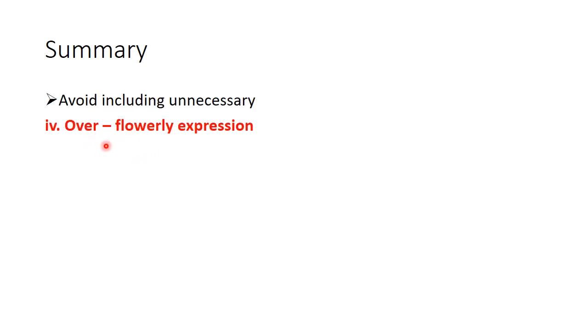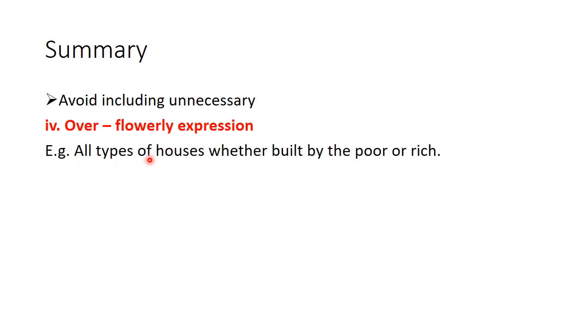Also, avoid including unnecessary overly flowery expressions. Those beautiful expressions make the whole sentence dramatic and nice, but they're not answering the point. So some of the summary is about being serious. Okay, so here's an example: all types of houses, whether built by the poor or rich. Okay, what's the point of this? Whether built by the poor or rich. The point we're looking for are things that need to be destroyed. So it's better to just write all types of houses. Okay. So anyway, I was just trying to give you an idea of how to go about the summary.